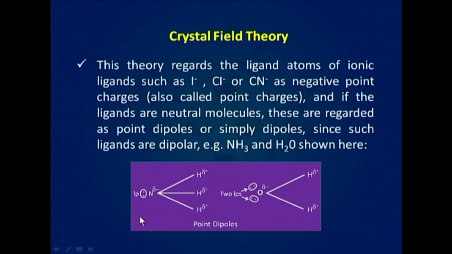Here you can see the examples of two dipolar ligands. Here is the positive end and this is the negative end of a dipole molecule like ammonia. Similarly, here is the positive end and this is the negative end of the dipolar molecule H2O. Here it should be clearly understood that to regard the ligand atoms as simply points is a sheer formalism which is devoid of physical meaning.